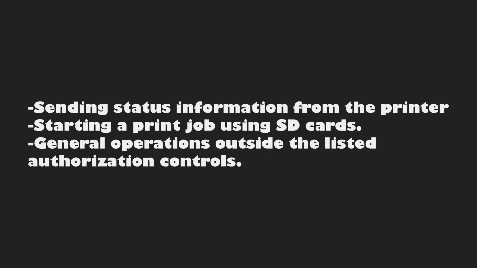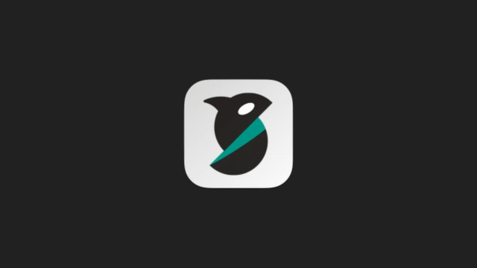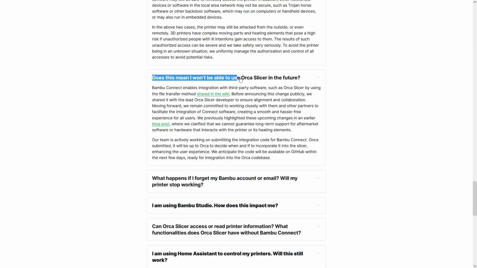You are now only able to monitor basic status updates like, for example, print progress. In short, as of now you, for example, can't use Orca Slicer and other open source software to fully control your 3D printer anymore and have to rely on Bambu's ecosystem. But it could very well be that that is subject to change again.